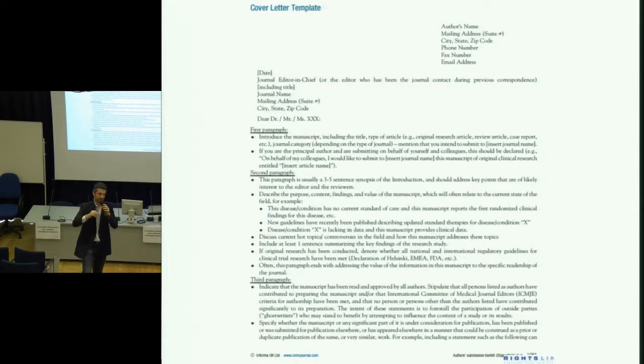Otherwise, the journals may say, okay, you just published a paper on these topics three years ago. My suggestion is that from time to time it's good to publish these, even though it's not your favorite topic in the journal.